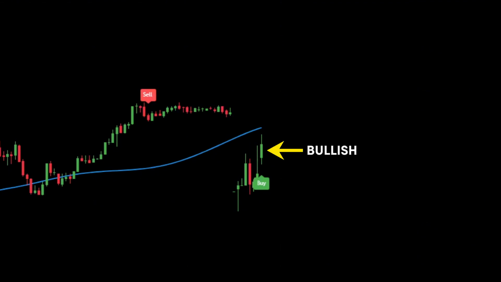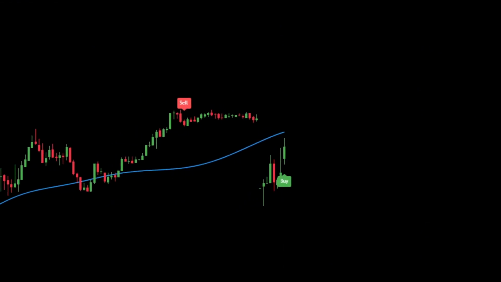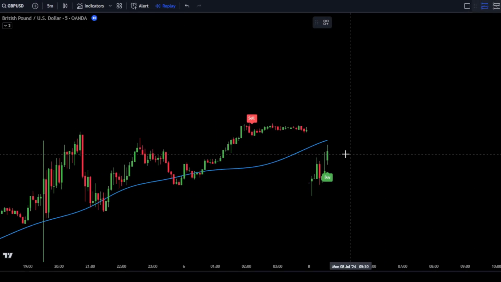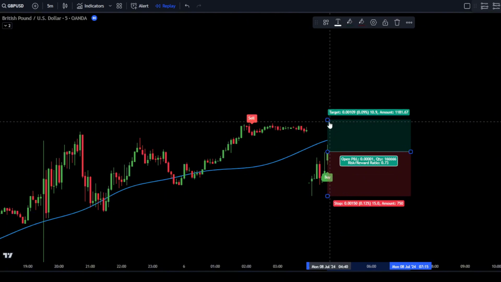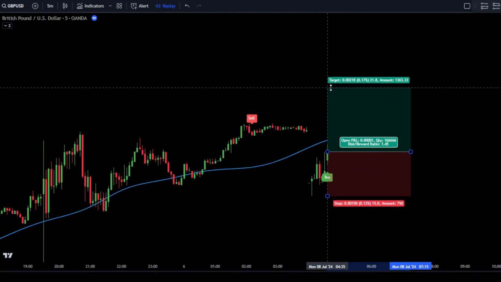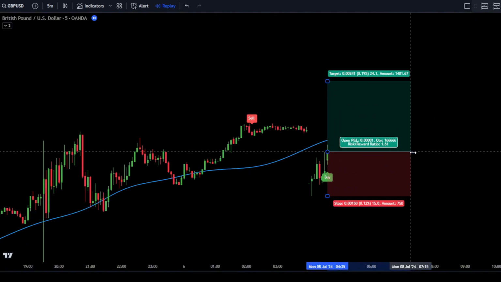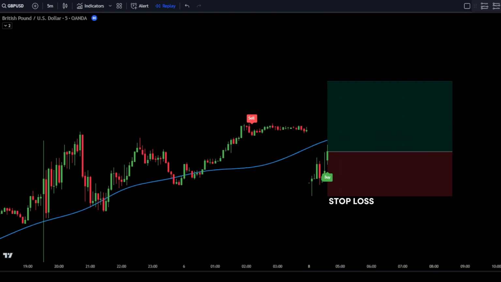As confirmation, ensure that the formed candlestick is a bullish candlestick. If all conditions are met, you can place a buy order after the bullish candlestick has closed. Set the stop loss at the last swing low. Use a take profit target with a risk and reward ratio of 1 to 1.5.